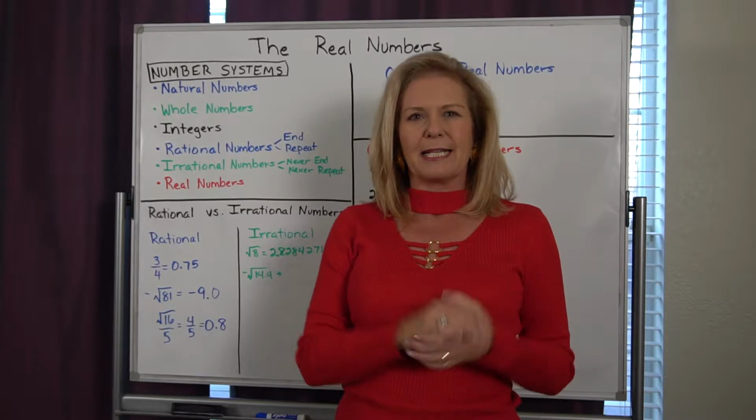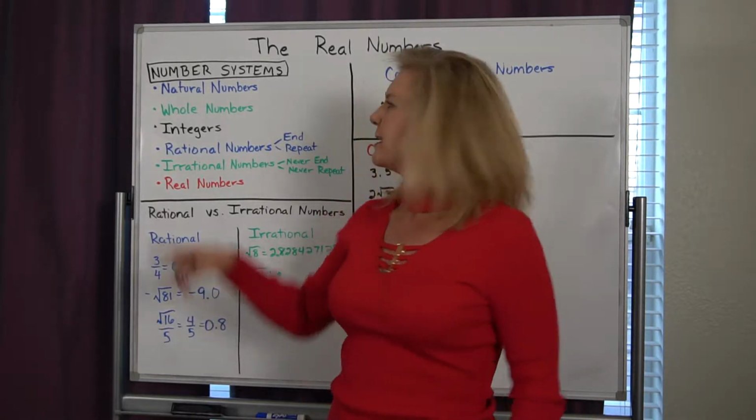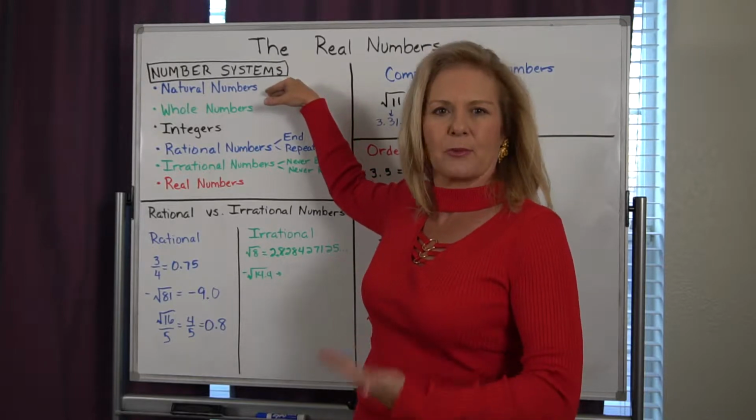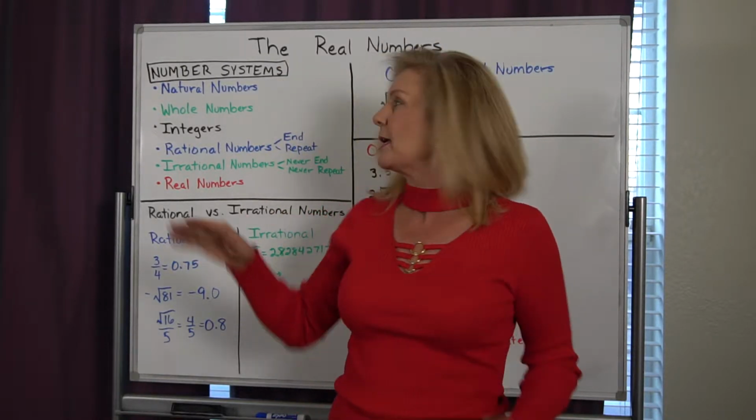So the very first number system that we learn is called the natural numbers. And if you think back to kids, the first number that they usually know is the number 1. So the natural number system starts with 1, 2, 3, and it's just those numbers going up.